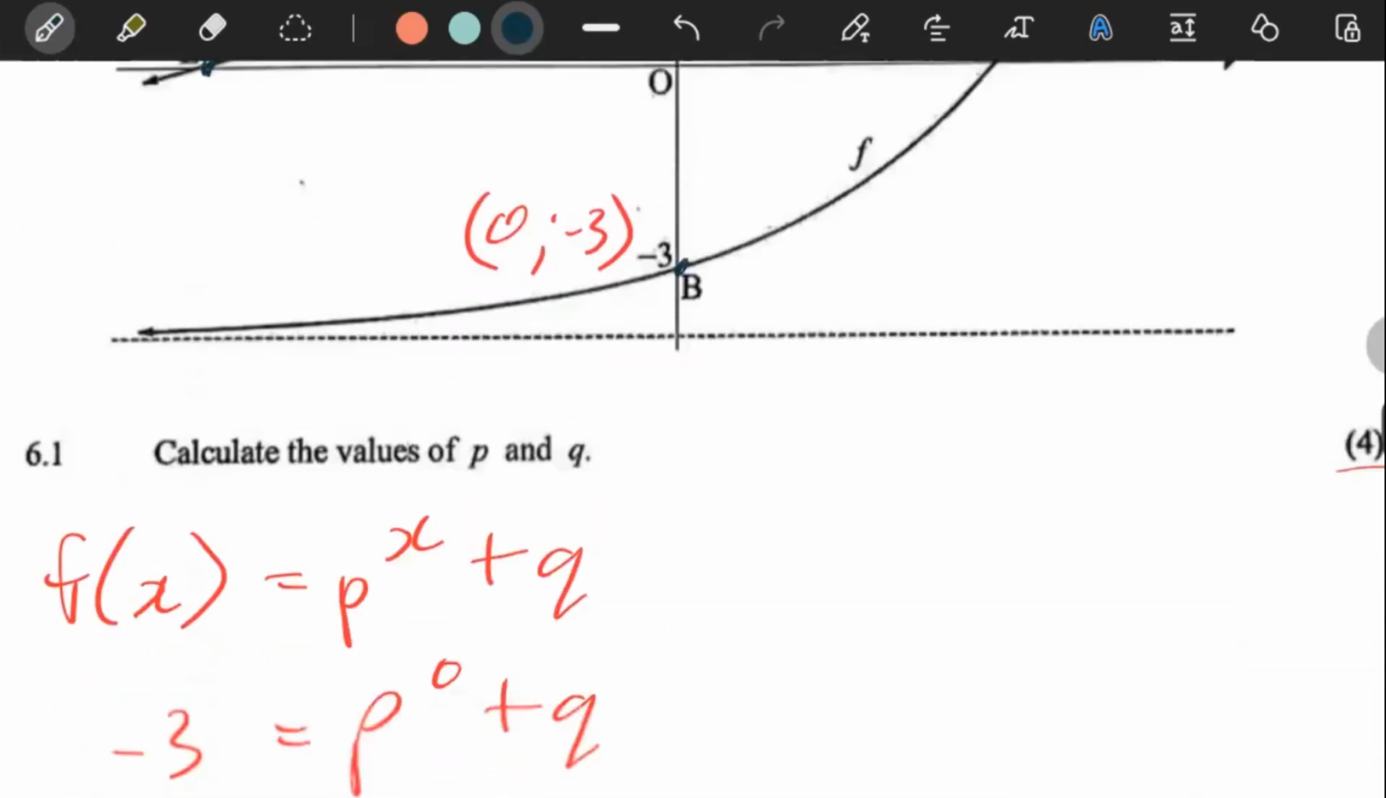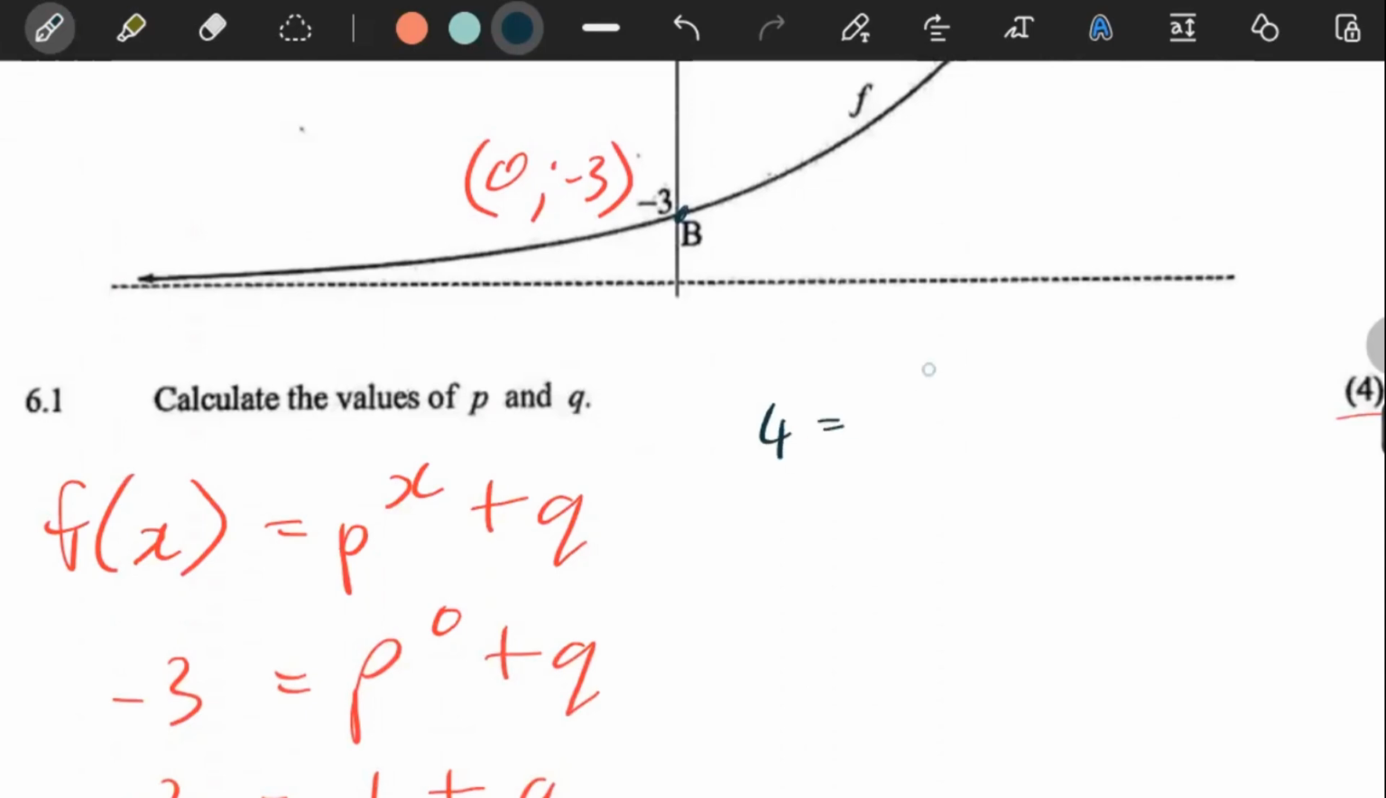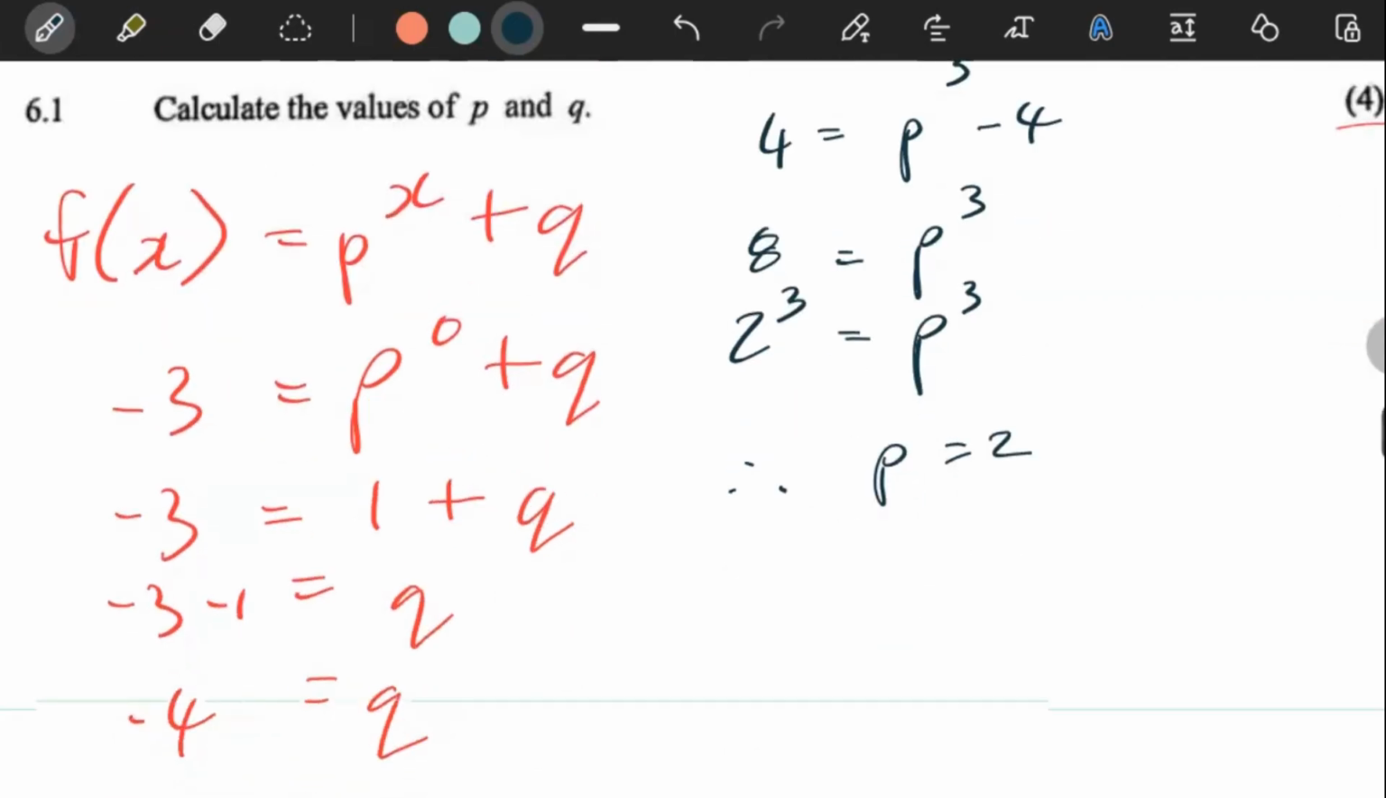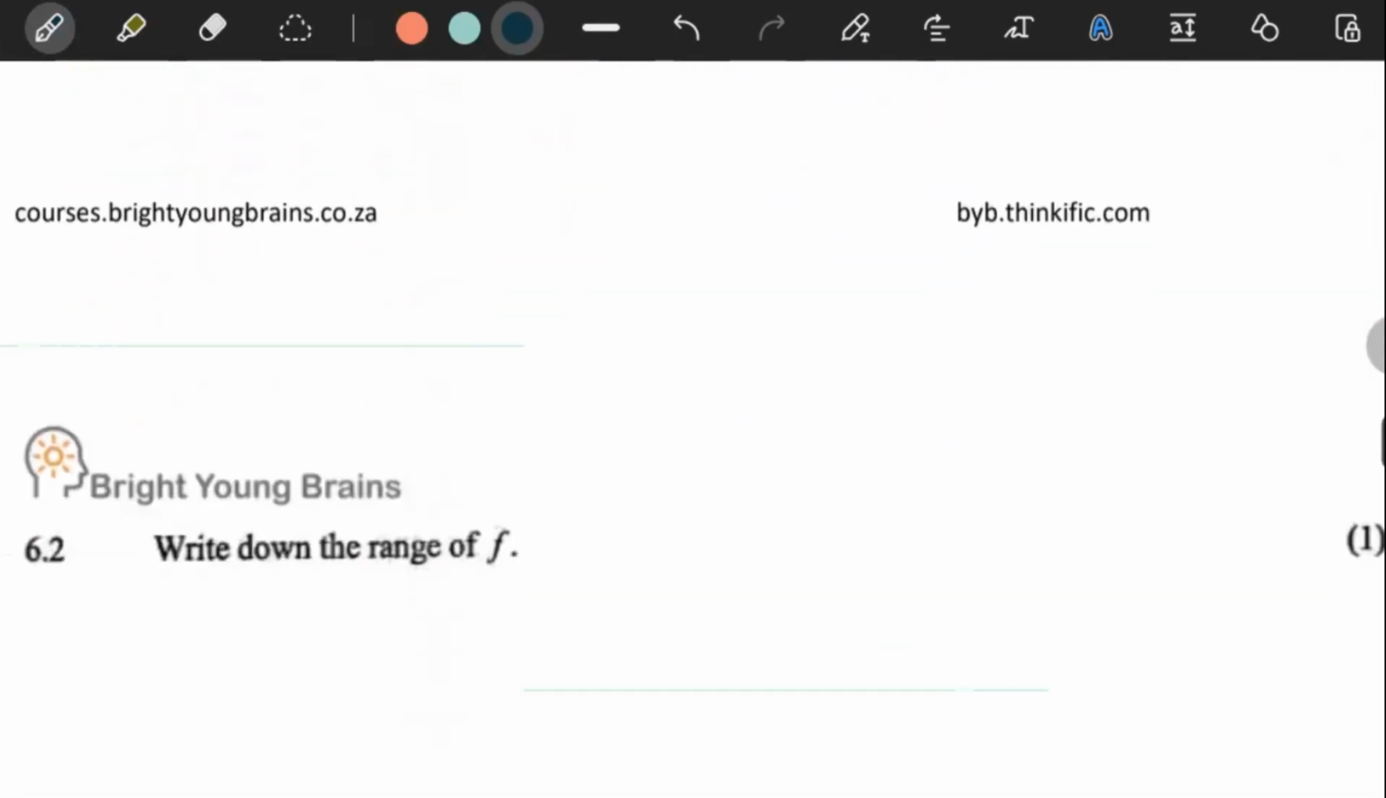We put 3 and 4 in the equation. So 4 where y is, and then at x we put 3, q we know that's -4. There you go. -4 plus 4, that's going to give you an 8. And then 2 to the power of 3 is what gives you an 8. So therefore, p is equal to 2. Easy marks, 4 marks. It didn't even take us 4 minutes for that question.